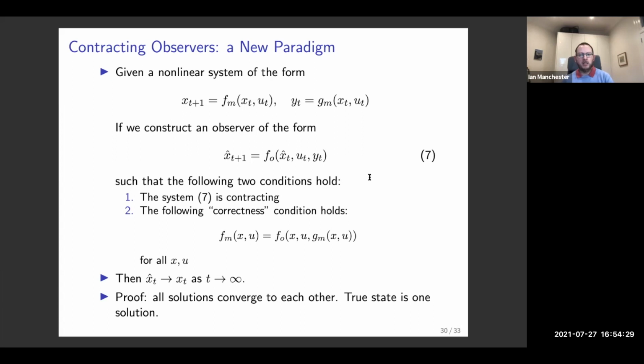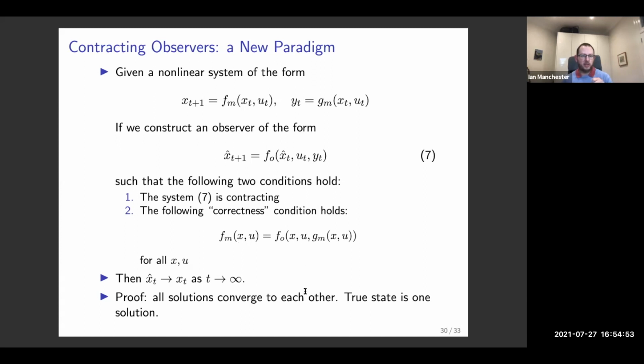And if it has the additional property, which we call correctness, which is just a relationship between some functions, what this means is actually that the true state is a feasible solution of the observer, then we get a guaranteed state estimator. So how does that work?